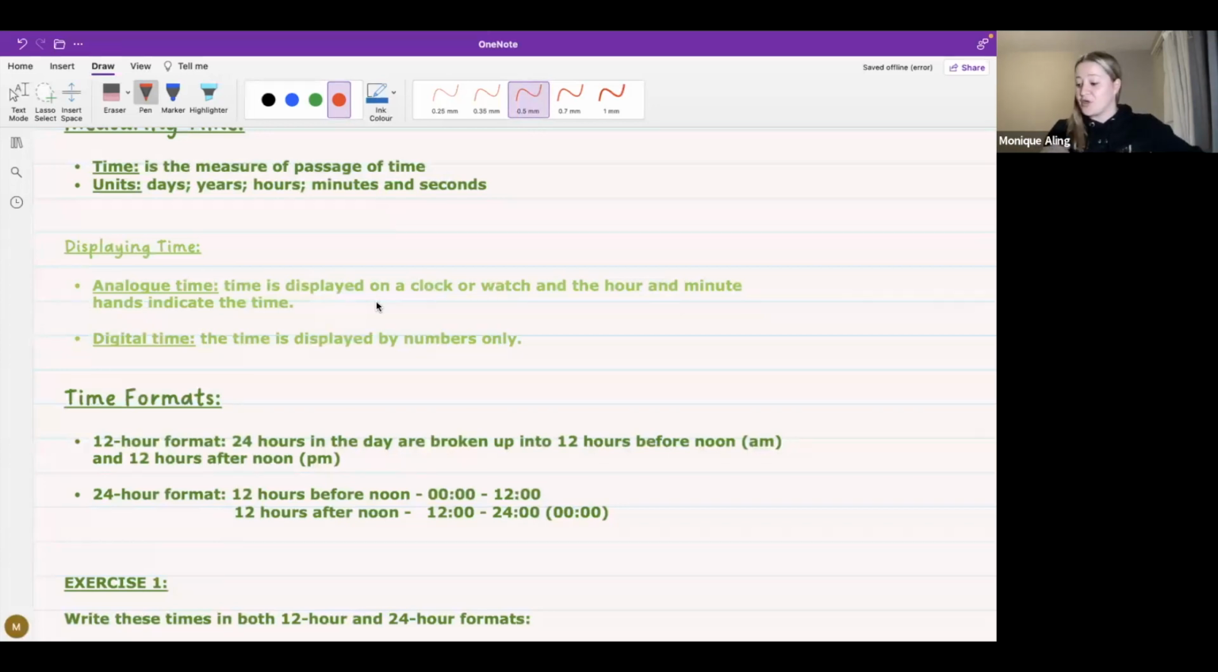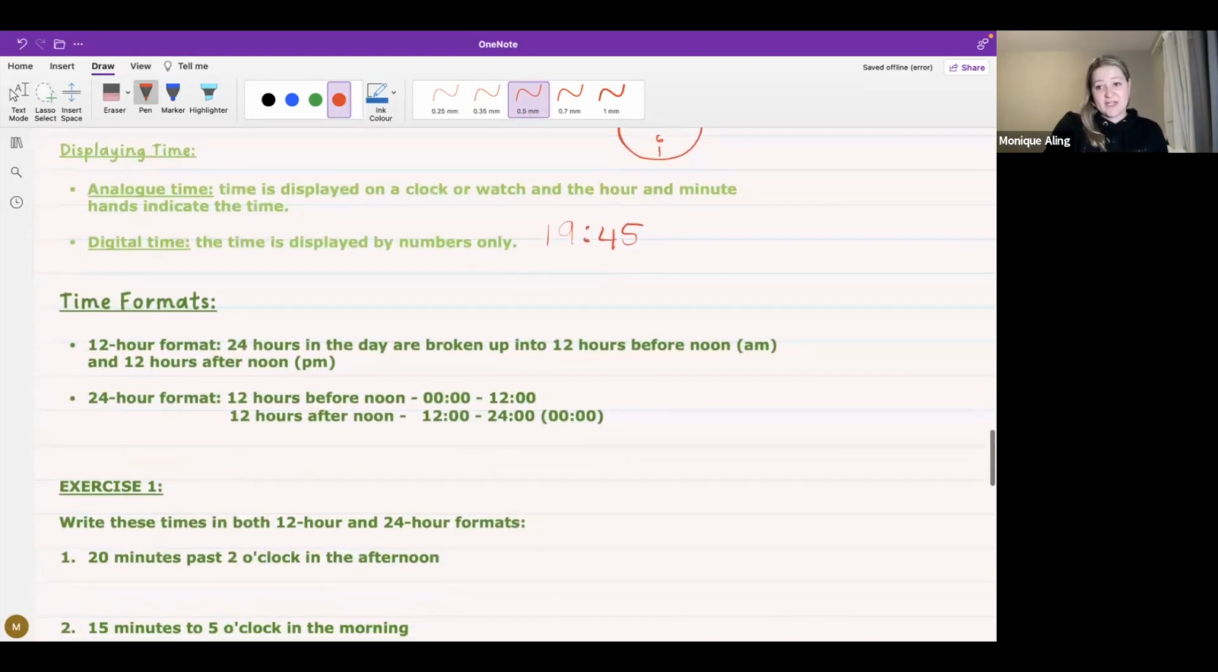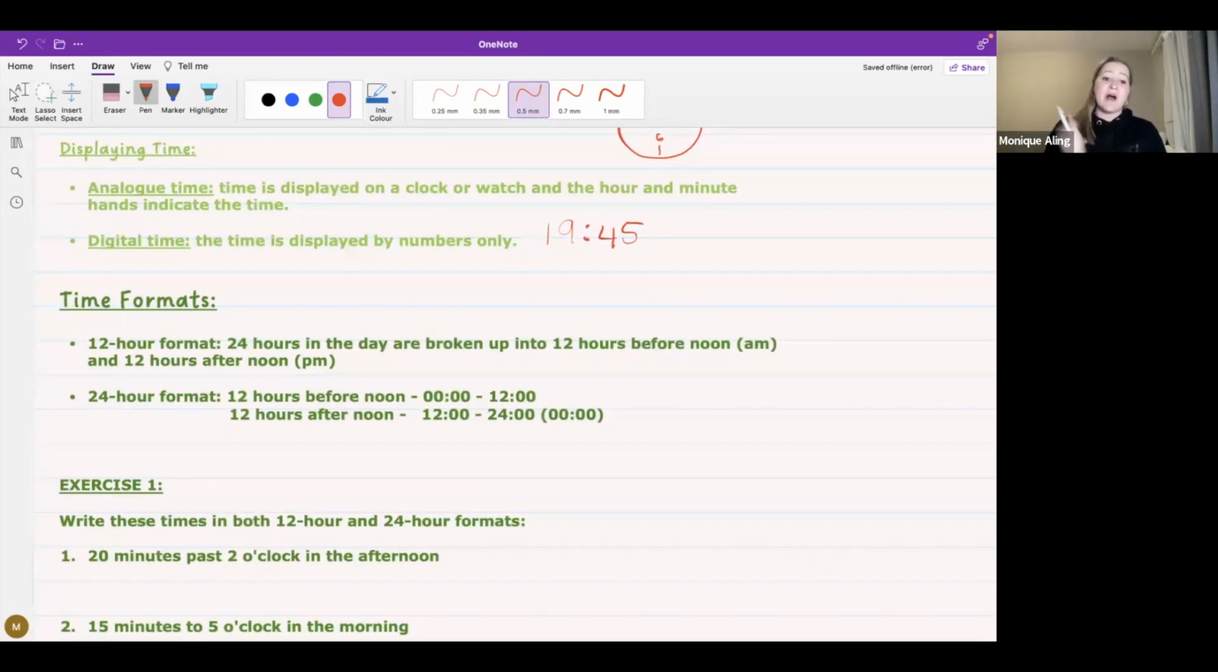So digital time could look like this, for example. Okay, and our analog time is our actual clock. Okay, cool. So then we've also got time formats. There's two ways we can write the time. We've got a 12-hour format, and we have a 24-hour format.